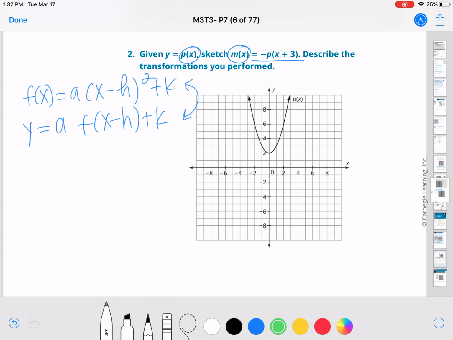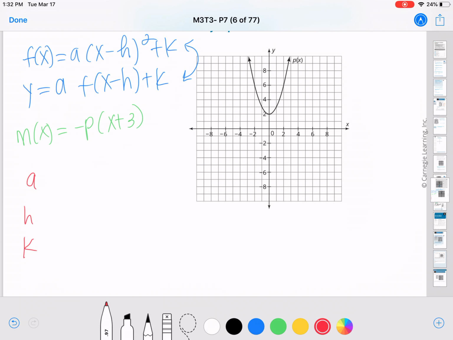Okay, so what I'm going to do is rewrite m of x right under: m of x is equal to negative p of x plus 3. The first thing to do is identify your a, h, and k values. By the way, the book uses other letters. I'm going to stick to a, h, and k, so you could follow the same thing on the YouTube video that you saw. A is the number in front, so that's going to be negative 1. H is inside your parentheses, but remember it's not exactly how it is inside. If I set this equal to 0, it would give me negative 3, and the k is outside. I don't have a k, so I'm going to put 0.